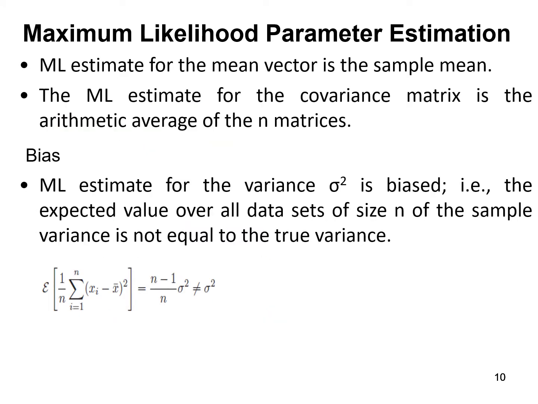The ML estimate for the mean vector is the sample mean, and the covariance matrix is the arithmetic average of the n matrices. The ML estimate for the variance sigma square is biased. That is, the expected value of the sample variance is not equal to the true variance, as shown.